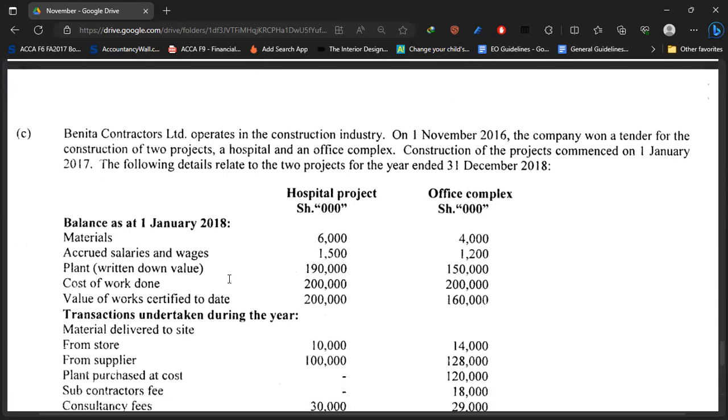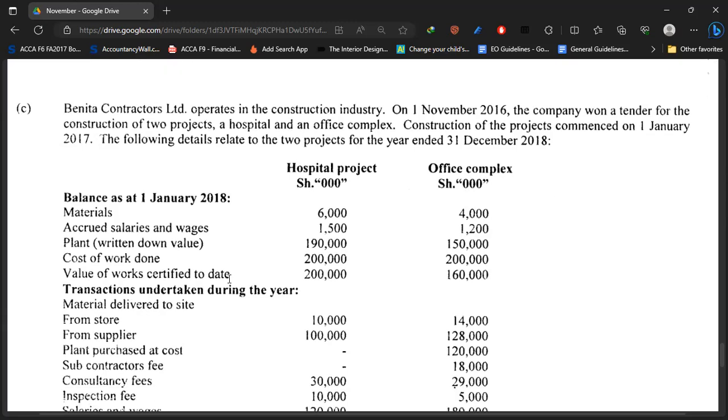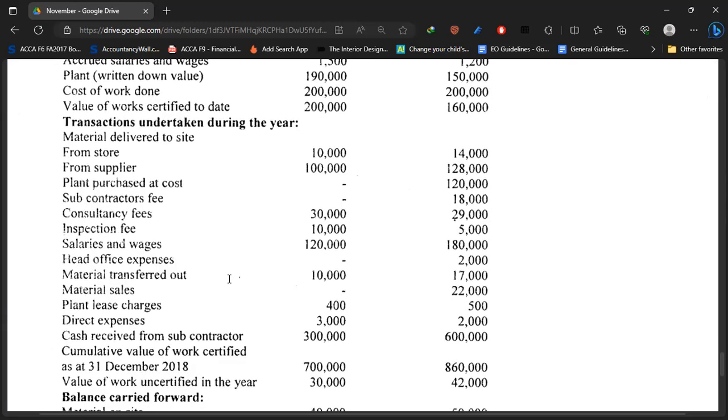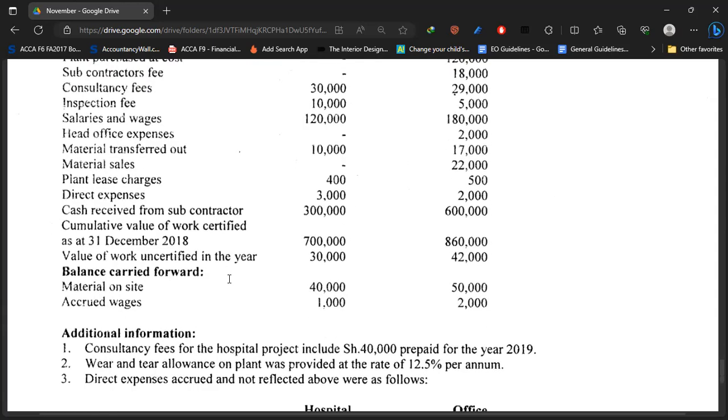So how am I going to get my solution to the question here? If you need to get a solution in this case, let us look at the cumulative values at the end of the year, right? Because you can see we have been provided with that information. The reason we are looking at the cumulatives for both projects is because I just want to get the value of the work certified during the year. So what are my cumulatives at the end of the year?